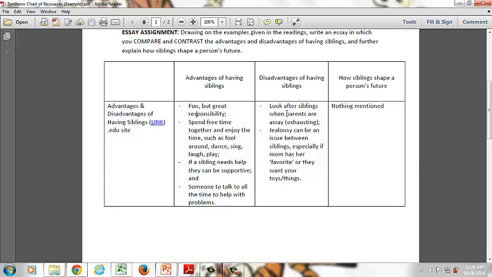This is, when you have to look after your siblings, it can be exhausting. Jealousy can be an issue between siblings, especially if mom has her favorites, and sharing of things, that can be a bit of jealousy. Specifically, I wanted to note that this particular article, when I come over here and I look at, what did this article say about how siblings shape a person's future, I'll be honest with you, that article didn't say anything about it.